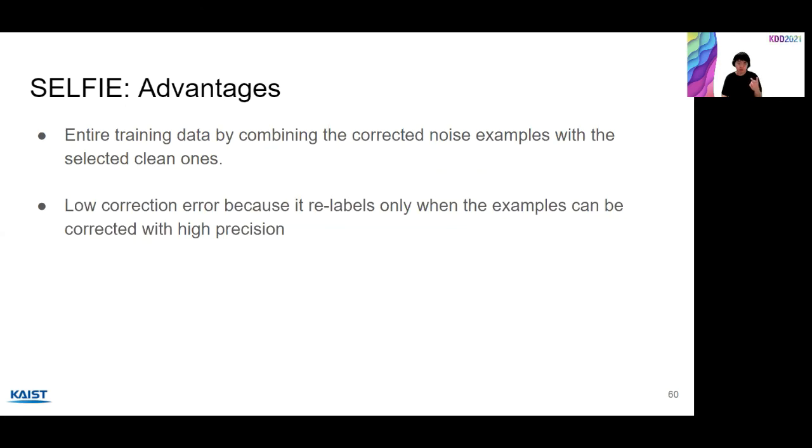So there are two main advantages of using the SELFIE approach. It utilizes the entire training data by combining the corrected noisy examples with the selected clean examples. Also, it achieves low correction error, the labeling error, because it relabels only when the example can be corrected with high precision.